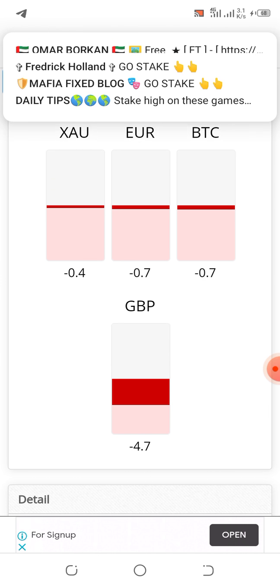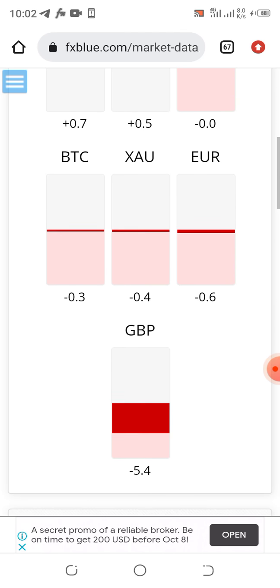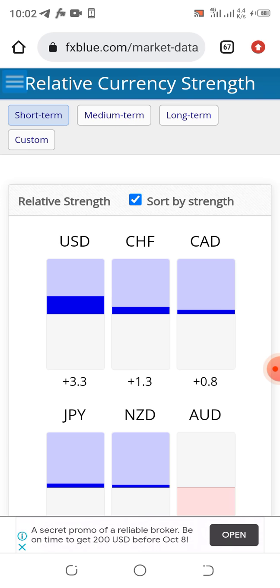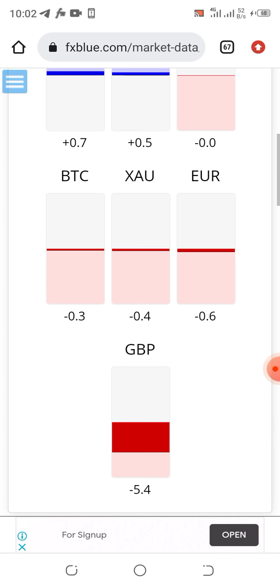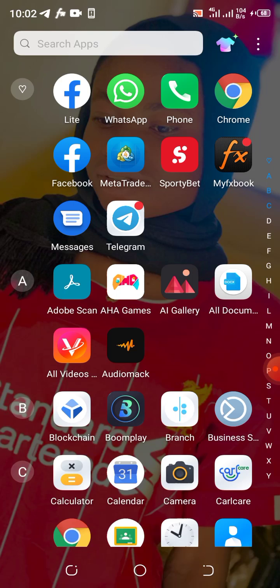We check the pairs that are weak here. As you can see, gold is weak, euro is also weak, GBP is also weak. So USD is strong, and you can see a lot of pairs here that are already weak. We have made our two confirmations. Then we went to our MetaTrader 4.